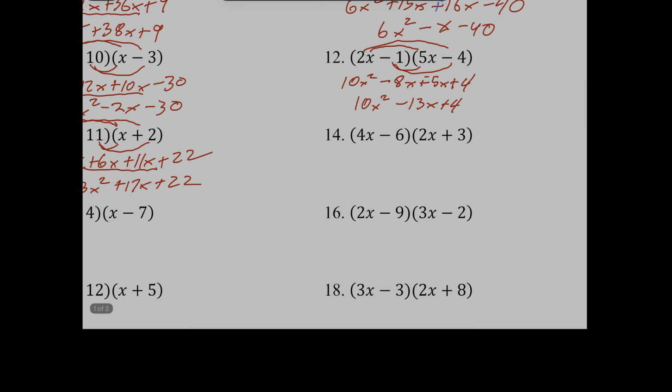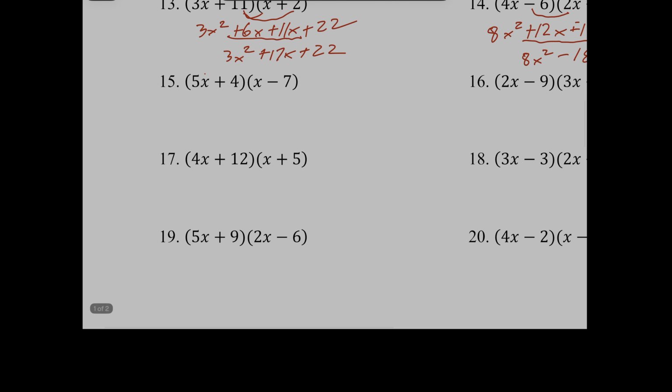Okay? Number 14, that's going to become an 8x squared. Now I'm going to do my outies, which is a plus 12x. Now I'm going to do my innies, which is a minus 12x. And I'm going to get a last, which is minus 18. Add a line, change the sign. Oh dear, look at these. Positive 12x plus negative 12x. Well, I know what happens to that. They go away. If they go away, you just don't write them. And you just leave that as the answer. Okay? And that's fine.